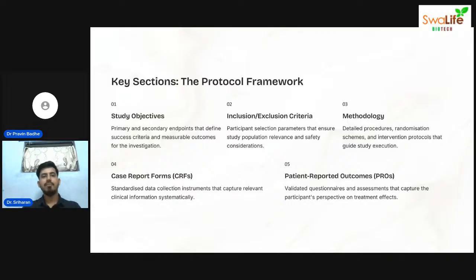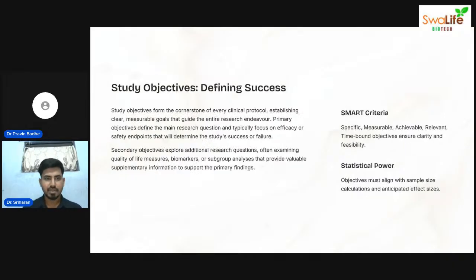These are the core elements while framing any research. When writing the protocol, you want to consider these five things first. Only then will you complete the whole protocol. So we go one by one. The first is study objectives. The study objective is nothing but your research question. The study objective is divided into two types: one is the primary objective and the second is the secondary objectives.